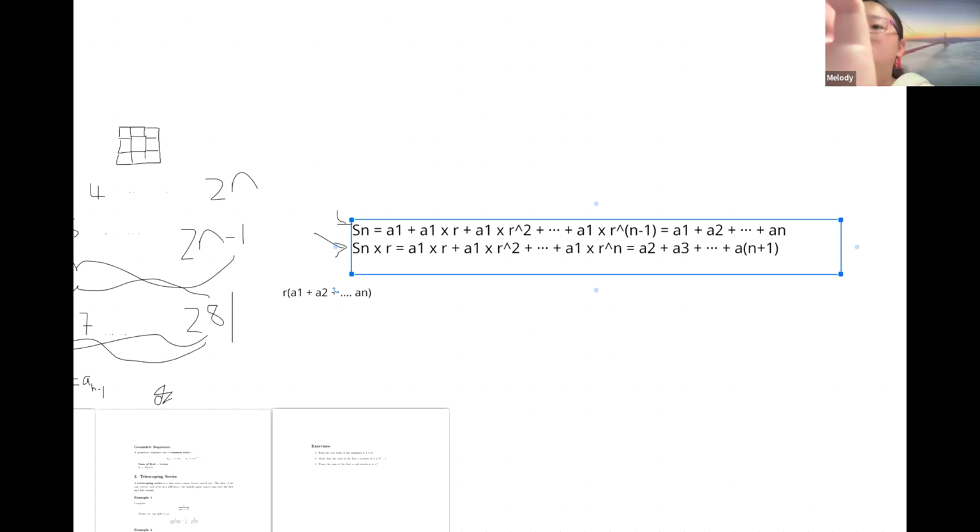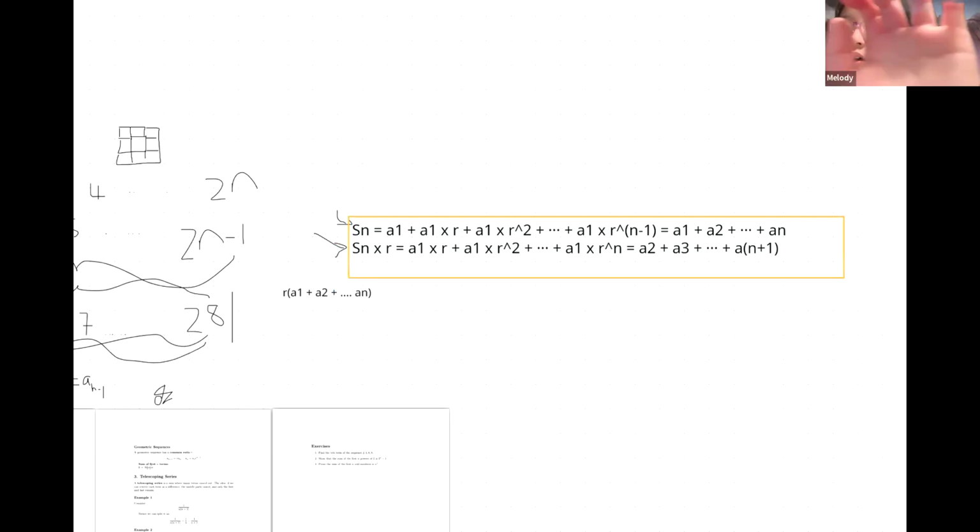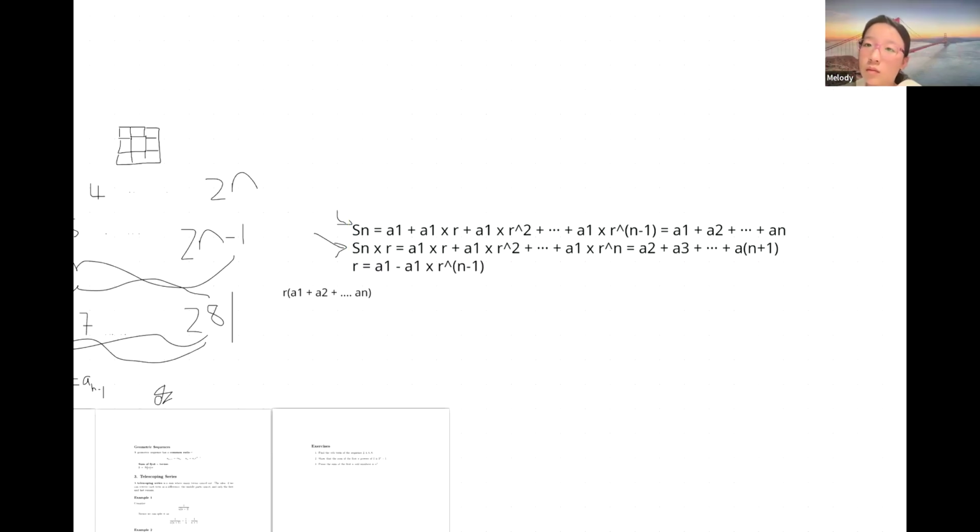Wait, can I just type it? Yeah. It's not letting me type. It's like that.